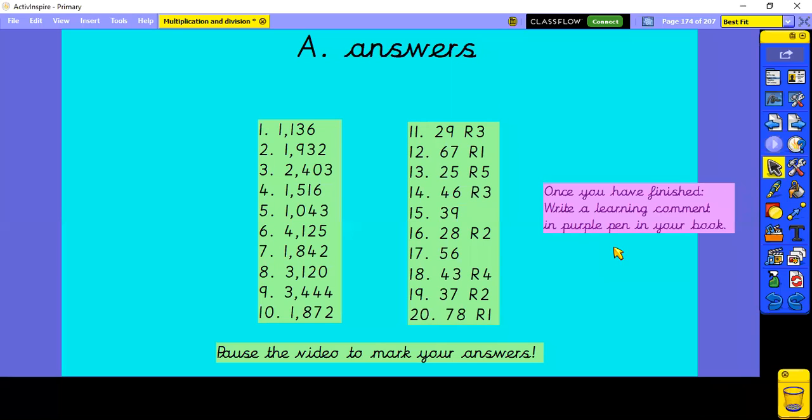Okay, well done everyone for completing your independent work. Pause the video now to mark your set A answers. Once you have finished marking your answers, could you please write a learning comment for today's work in a different coloured pen in your book?